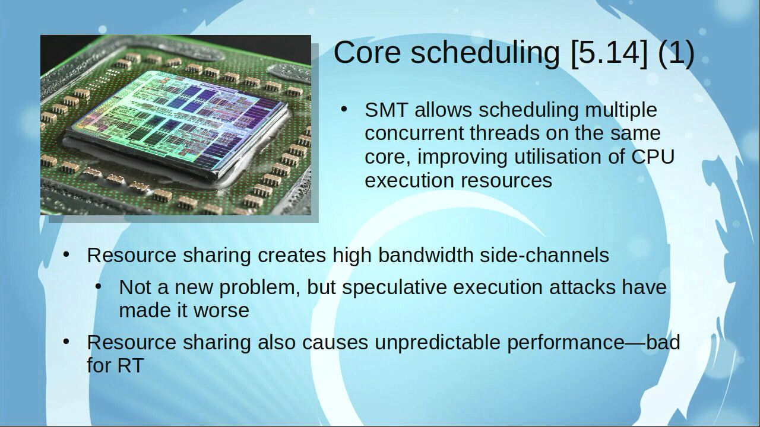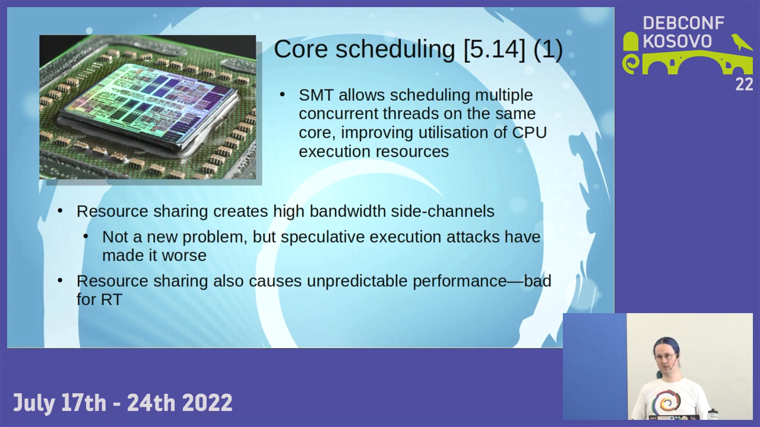The unfortunate result of this, though, is that because those threads are sharing resources on a very fine-grained basis, there's a side channel between them, a timing side channel with very high bandwidth. It's possible for one thread to know quite a lot about what the other thread it's sharing the core with is doing. That's not a new problem. It's been something that researchers have warned about ever since SMT was implemented on the Pentium 4. But the recent speculative execution attacks have increased the severity of this. And that sharing of resources also means that the performance of the thread is not that predictable, which is very bad for real-time systems that want predictable behavior.